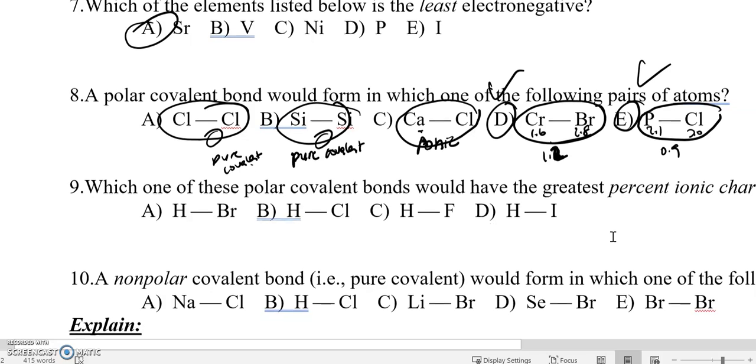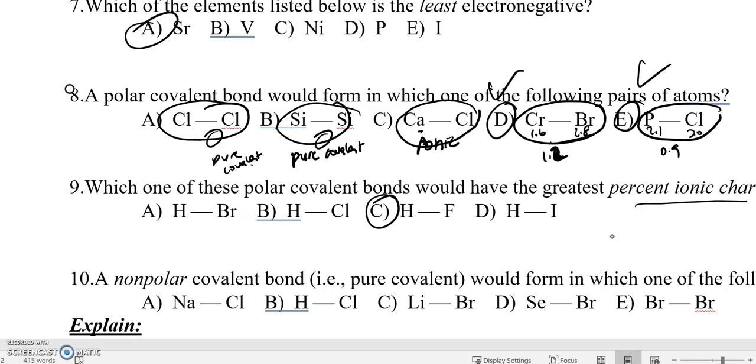Okay. Which one of the following polar covalent bonds will have the greatest percent ionic character? The percent ionic character is higher the higher the difference of the electronegativity values is. When we have more than a 2 value difference, then we're going to call it ionic. But if you have less, the more the difference, the more ionic character overall. All right. So which one is going to have the highest ionic character? The one that has the highest difference. So in this case it's going to be hydrogen and fluorine.